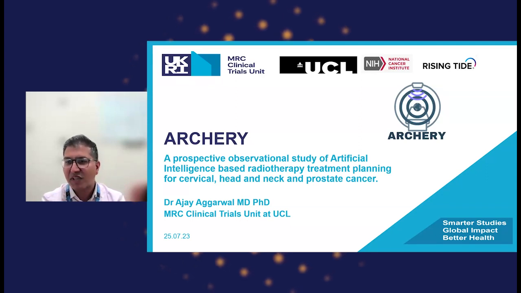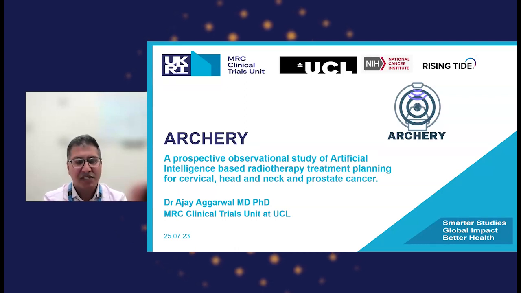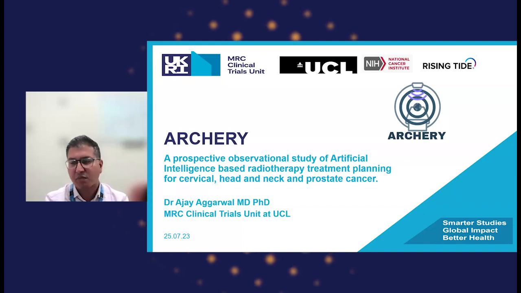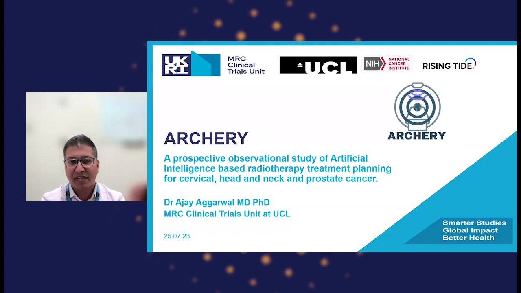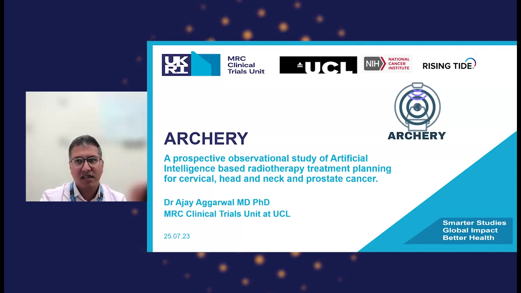And then, as with all these things, it takes a bit of time to get funding for it. But I'm pleased to say we're a year into the study, and the ARCHERY study was designed to be a prospective evaluation of the radiotherapy planning assistant, so automating contouring and planning in 3 tumor types: cervical cancer, head and neck cancer, and prostate cancer.